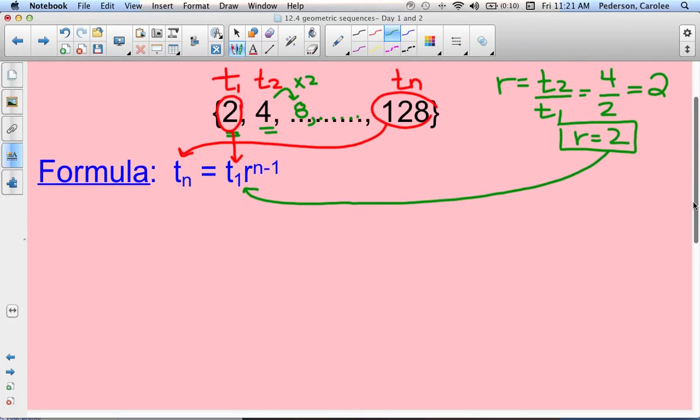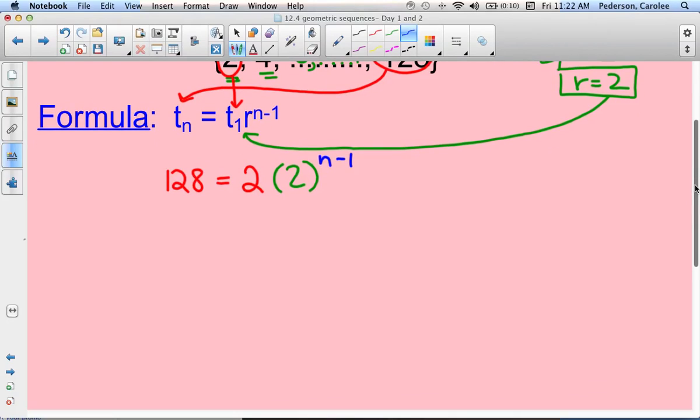So let's substitute in. 128 is the last term. 2 is the first term. Common ratio of 2, and then raised to the n minus 1. And we want to solve this for n. So our first step to solve this for n in this exponential is to divide both sides by 2. What happens is these 2's cancel out, and then we have 128 divided by 2 on the left is 64.